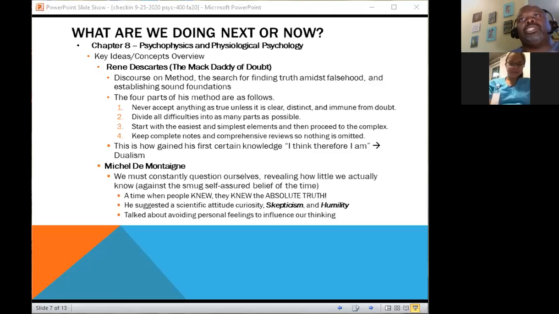So he developed this Discourse on Method to try to tease apart falsehood from truth, to get at what is really certain knowledge that one can possess. He had four parts to his method, and they are as follows. One, never accept anything as true unless it is clear, distinct, and free from doubt. Two, divide all difficulties into as many parts as possible. Three, start with the easiest and simplest elements and then proceed to the complex. And four, keep complete notes and comprehensive reviews so nothing is omitted.